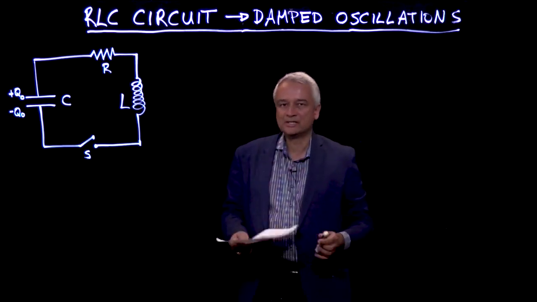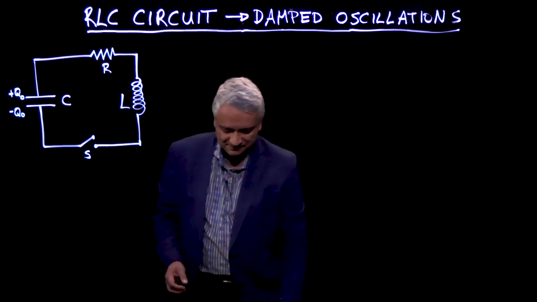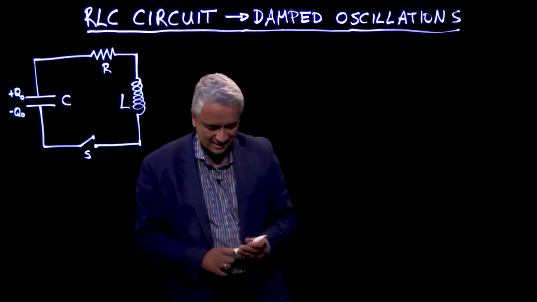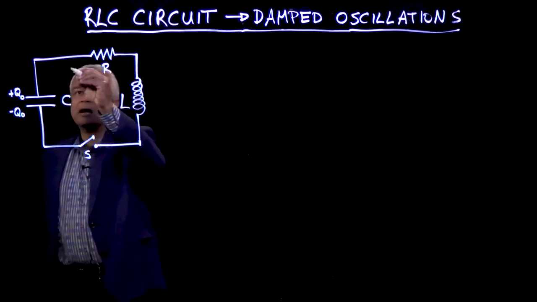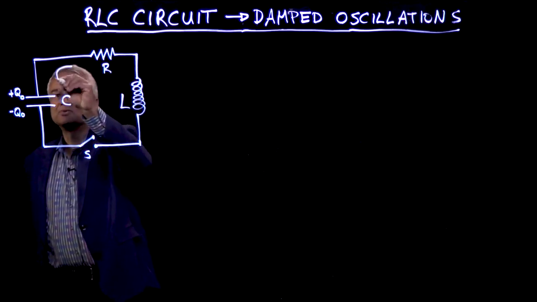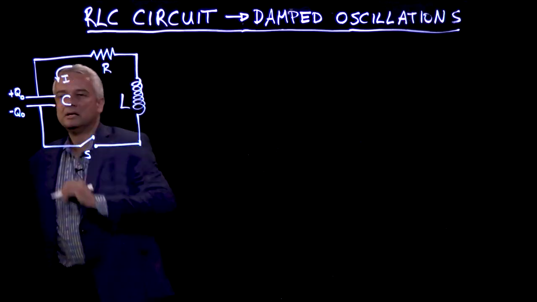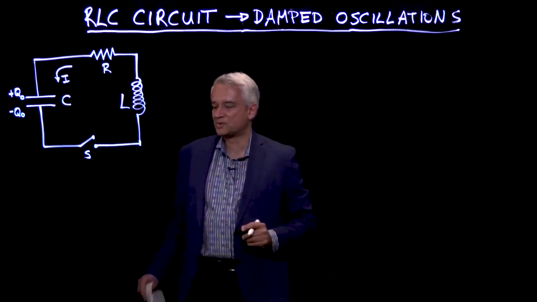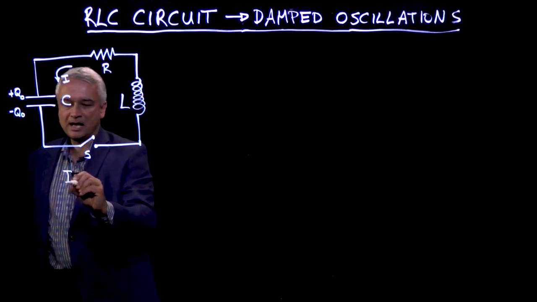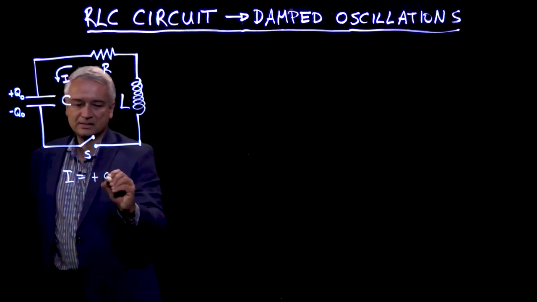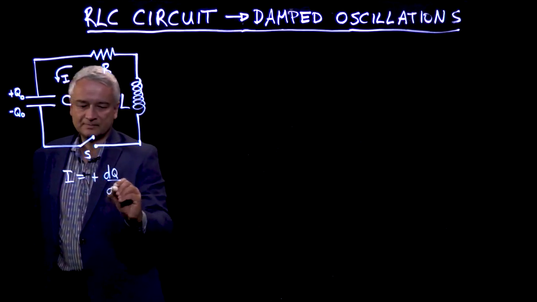So, let's use the tools that we've developed over the last few videos. Let's analyze this circuit. Let's turn it into a differential equation. Let's see what we get. I'm going to choose the current to flow this way this time. The reason I'm going to choose the current to flow this way is that I will then have that I is plus dQ/dt.